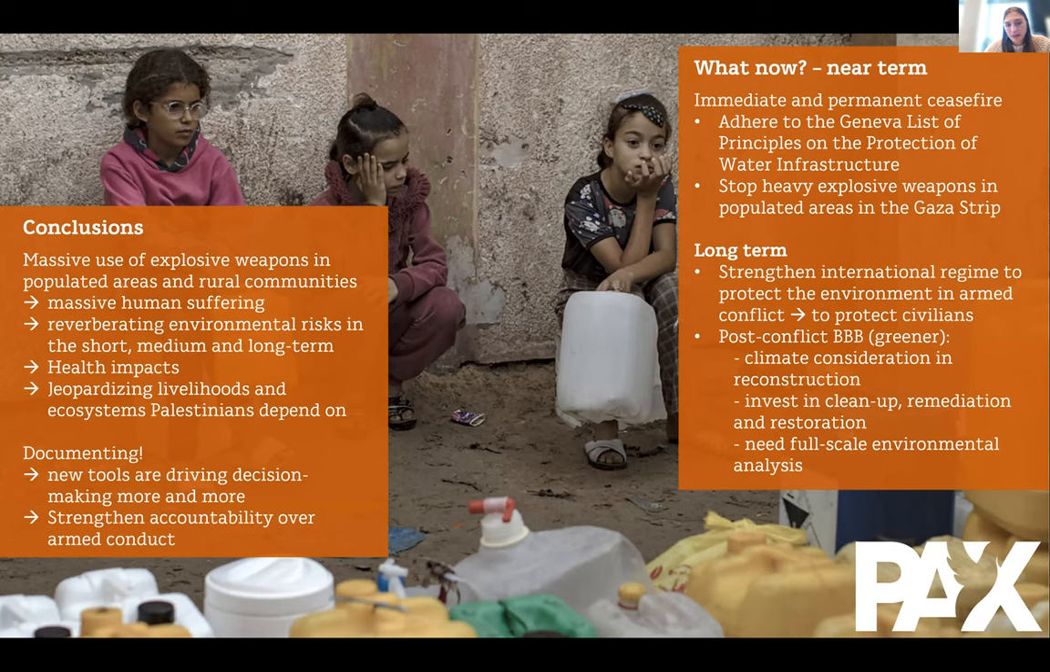But also we need to start thinking post-conflict, building back better and building back greener. So taking climate change considerations into reconstruction works, for example, for water provision and dams and stormwater treatment, but also invest in cleanup, remediation, and restoration of these heavily contaminated sites now, for example. But for that, we first need a real full-scale environmental analysis with a lot of data from on the ground. And that was all I had to say to summarize our report.